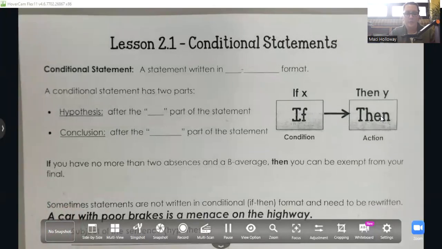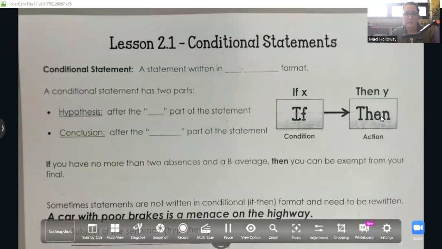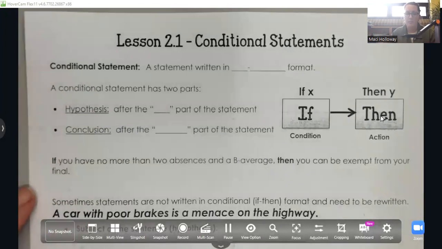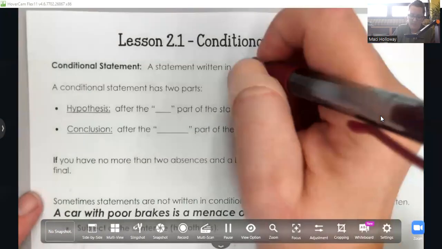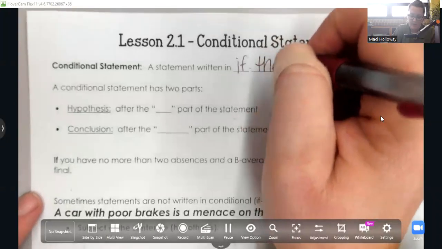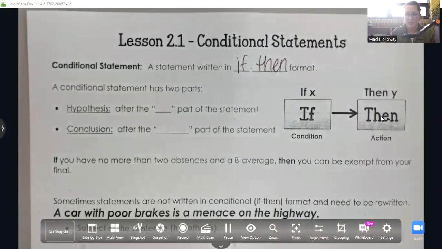All right, we are going to go on to a new section called Conditional Statements. We're learning about logic and reasoning. We'll do some vocabulary here. A conditional statement is a statement written in if-then format. So any statement that's like a hypothesis, then a conclusion.